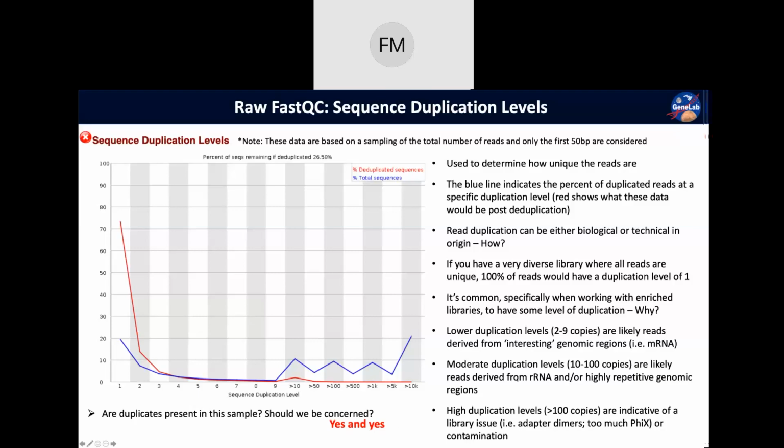Okay, let's talk more about duplications. Oh, and then I have roughly what percent of reads are duplicates. So again, based on the first 200,000 reads, another thing this graph indicates is that if you were to remove the duplicates, which is a process called deduplication, you would be left with only about 26.5% of the reads, which means almost 75% of the reads are duplicates.